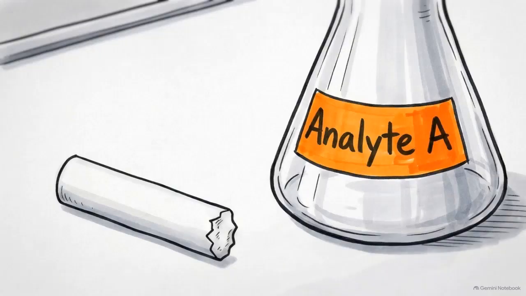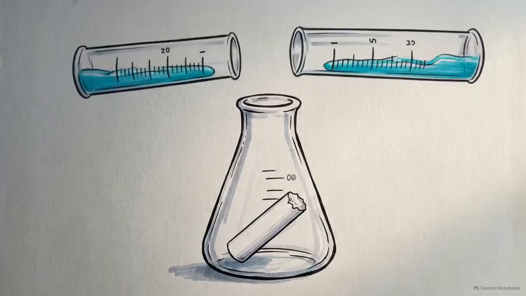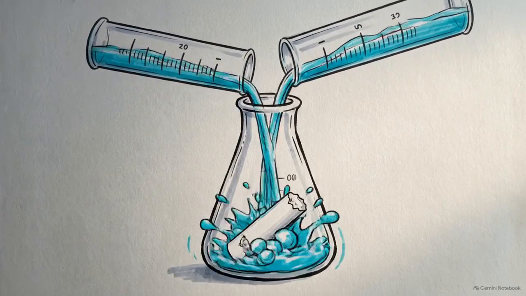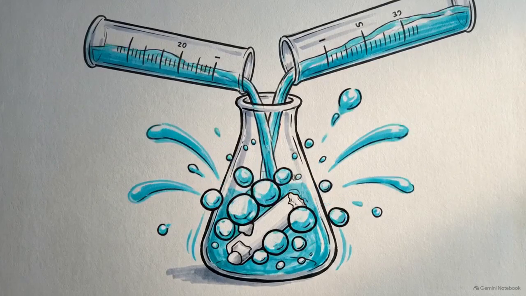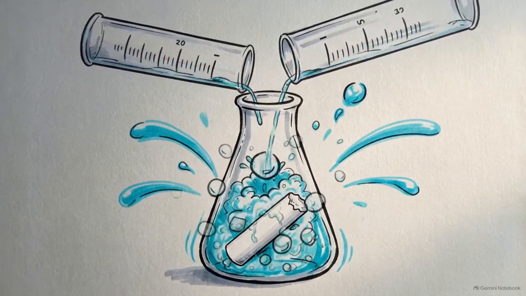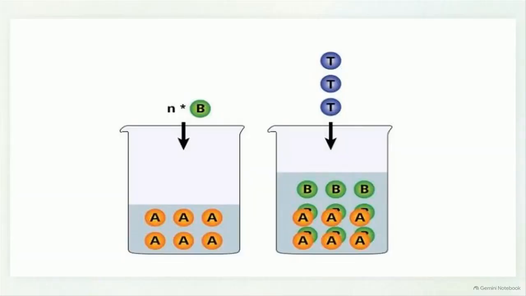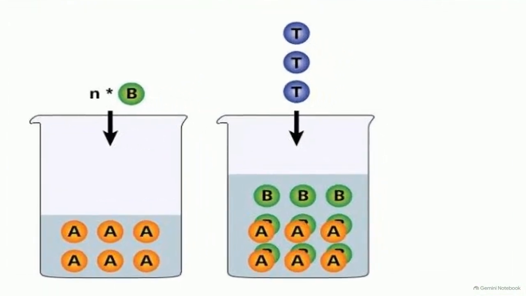Step 1 is the physical setup. We take our unknown sample, analyte A, and drown it in a carefully measured known excess of a strong reactant, which we'll call reagent B. This visual map shows the logic of the flood. By adding an overwhelming amount of green B particles to the orange A particles, we force the stubborn solid to react completely. This leaves us with a flask containing a pool of unreacted, leftover reagent B.